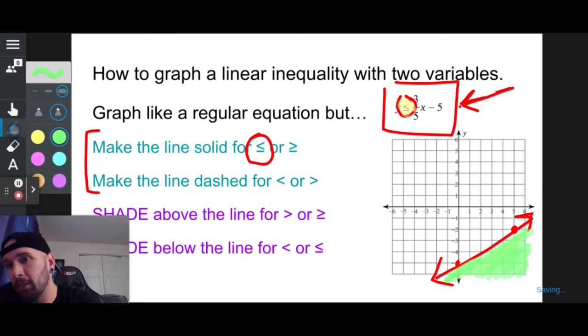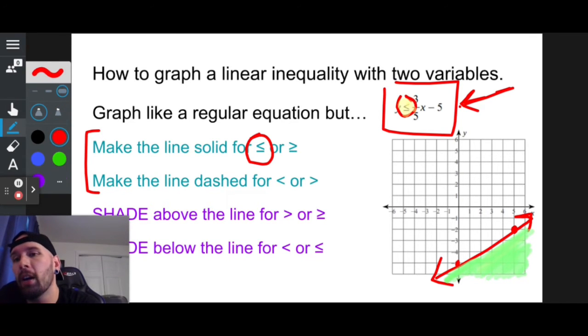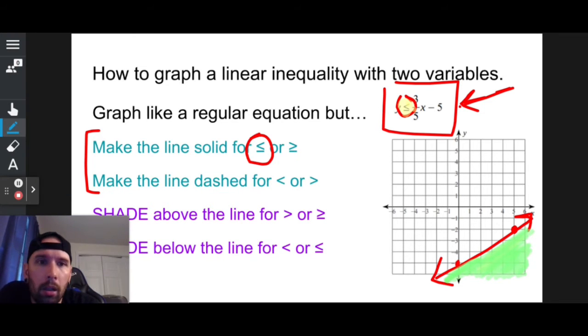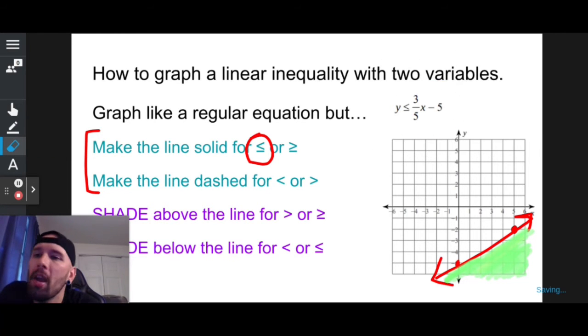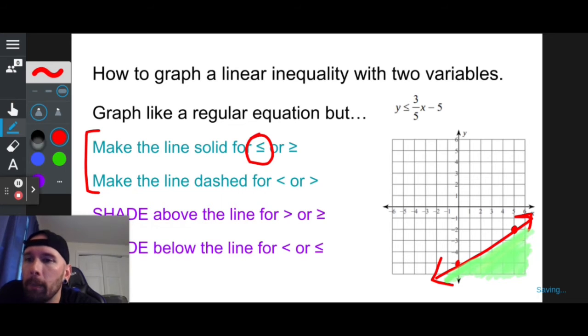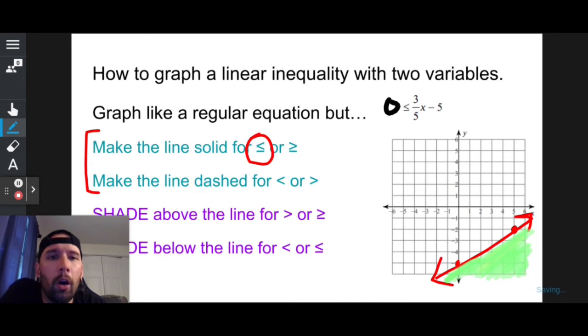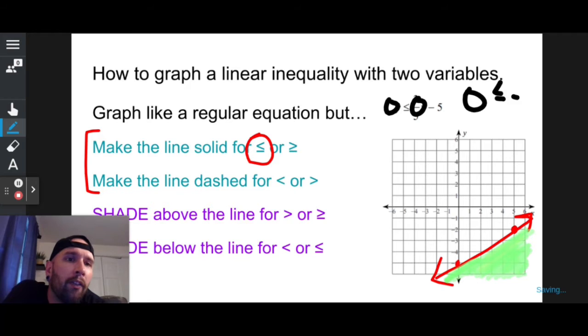What this means, and I'm going to repeat myself a lot, is, here's my original inequality. If I were to plug in 0, 0, that wouldn't make sense because it would say 0 is less than or equal to 0 minus 5, which is just -5. So 0 is less than or equal to -5? No, it's not.